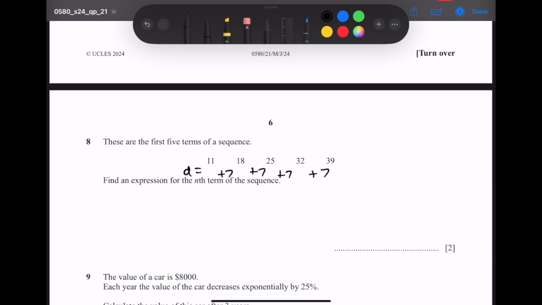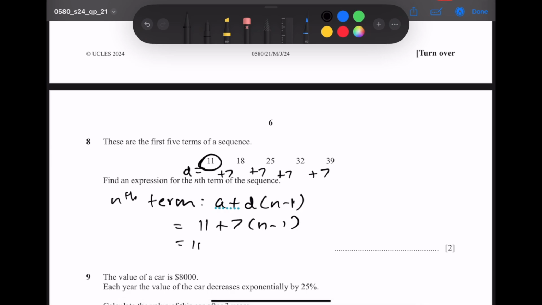So since there's a common difference D, this means that this is an arithmetic sequence, since for any arithmetic sequence, the common difference between the terms is always constant. So the nth term for an arithmetic sequence is equal to A plus D times n minus 1, where A is the first term and D is the common difference. So since A, the first term, is 11, this means that it's equal to 11 plus 7 times n minus 1, which is equal to 11 minus 7 plus 7n, which is equal to 4 plus 7n. This is your answer.